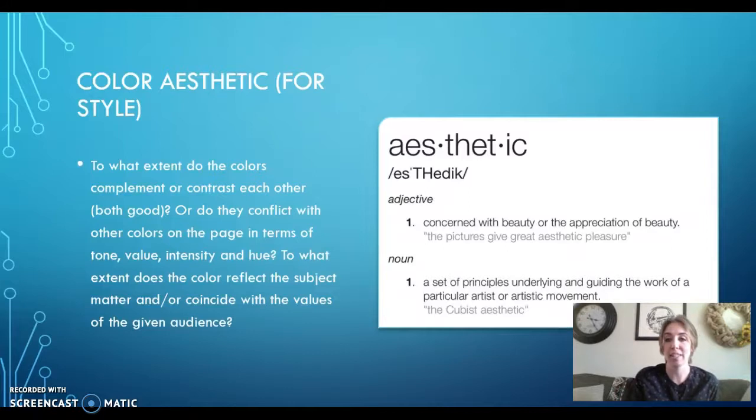As you're analyzing your Hungry Planet images, most of the color in those images oftentimes comes from food. So you can look at how the food colors contrast with each other and how that contrast draws attention, perhaps to one type of food over another.